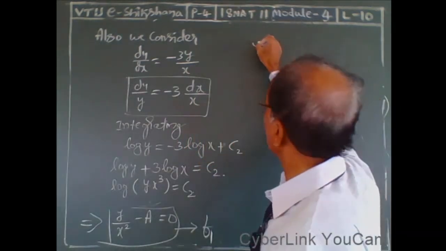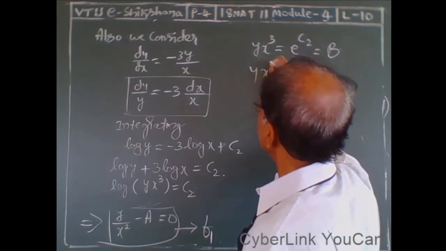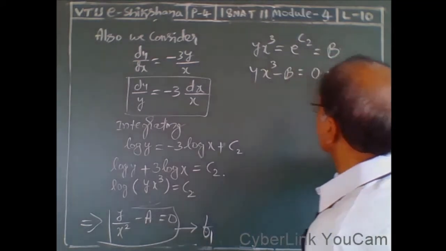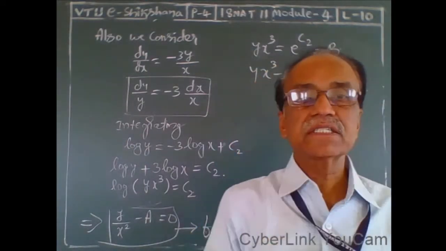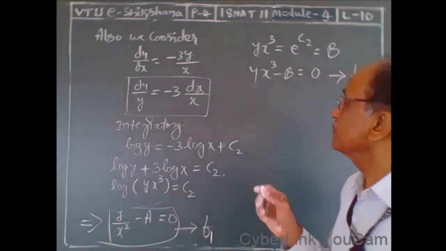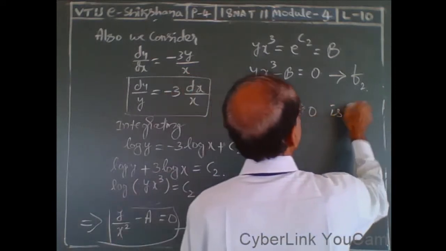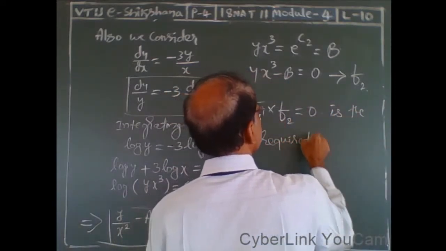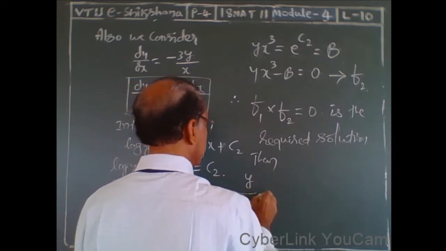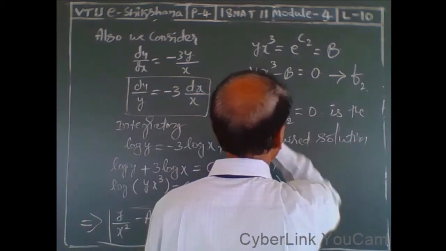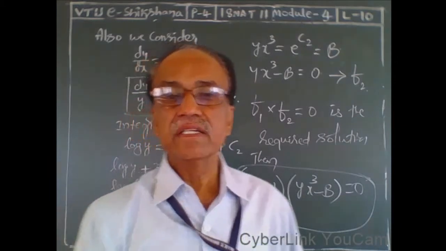Then what is the next step? Y into x cube is equal to e to the power c2, this you call b. So y into x cube minus b is equal to 0, this you call the solution F2. Since it is a second degree equation, you must get a product of two factors, where the solution is also written as a product of two factors. Then F1 into F2 equal to 0 is the required solution. That is y by x square minus a into y x cube minus b equal to 0. This is called the general solution.